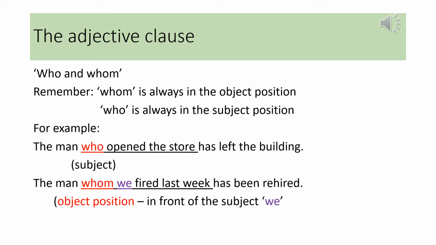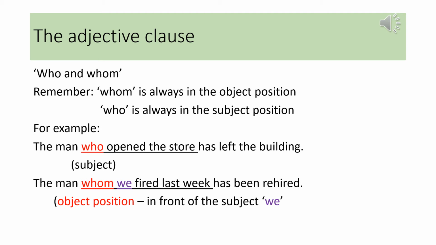With who and whom, always remember that whom is always in the object position, okay? Whereas who is always in the subject position of the clause, right? So, for example, here, the man who opened the store has left the building. The adjective clause, who opened the store, who is the subject, and of course opened is the verb.